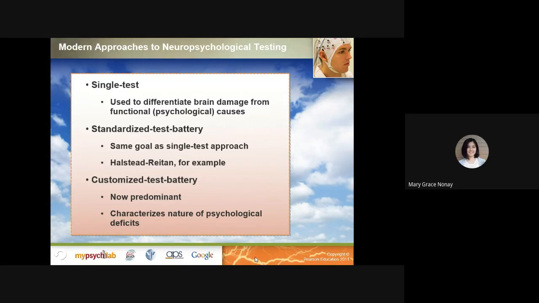The standardized test, no? Just like the Halstead-Reitan. These are used for organic causes of brain damage, okay? The customized test battery is a combination of different batteries that researchers want to use to test a certain person with brain damage. So it characterizes the nature of psychological deficits.